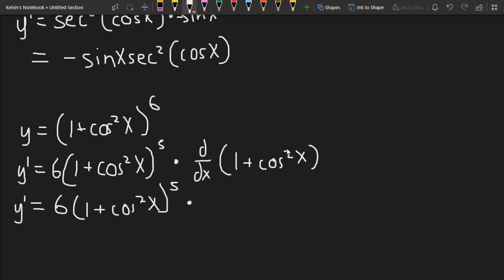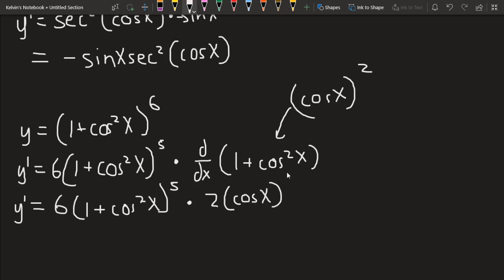So the derivative of cosine squared of x, well, first off, this can actually be rewritten as cosine of x squared, like so. So knowing that, we can use the general power rule, and this would just be 2 cosine of x to the power of 1, and we're asked to find the derivative of cosine of x now, and the derivative of cosine of x is just negative sine of x. So this will be equal to negative 12 sine of x.